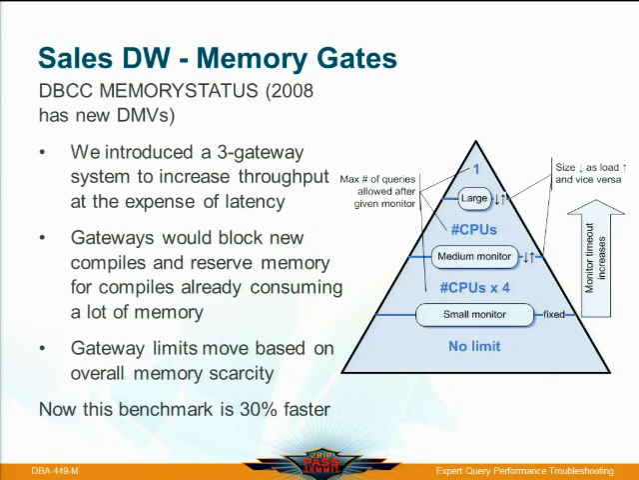So we have this big dynamic system we created and patented that basically tries to figure out how to be fair. Instead of having the system return out of memory after you've done 99% of the compile, we will actually finish that and slow down the compiles of other queries. So the overall number of queries making progress at any time is slower, but amazingly, this system ran 30% faster and didn't have any out-of-memory errors anymore.